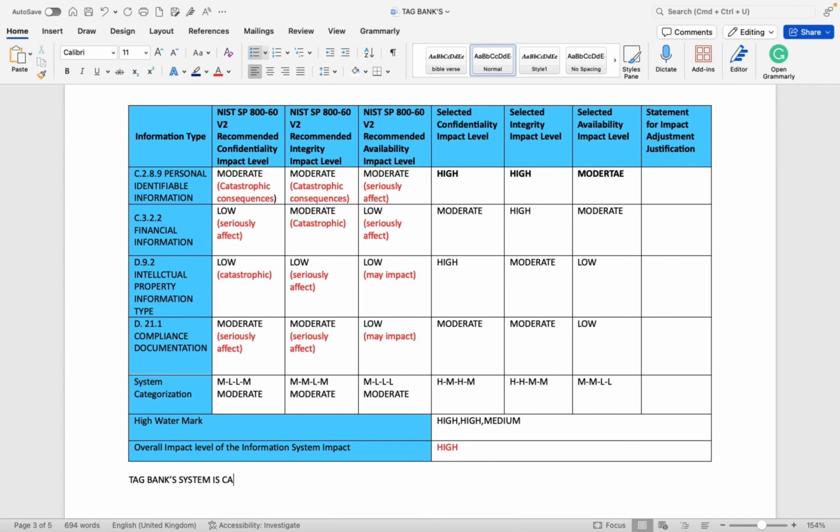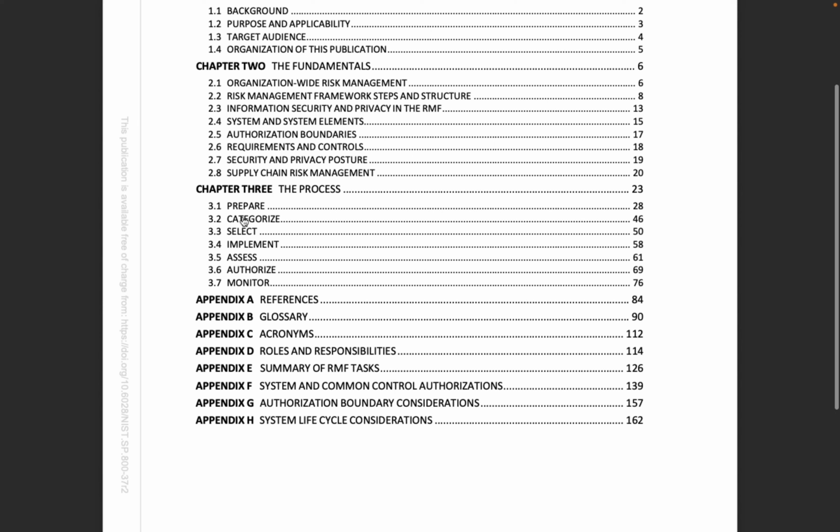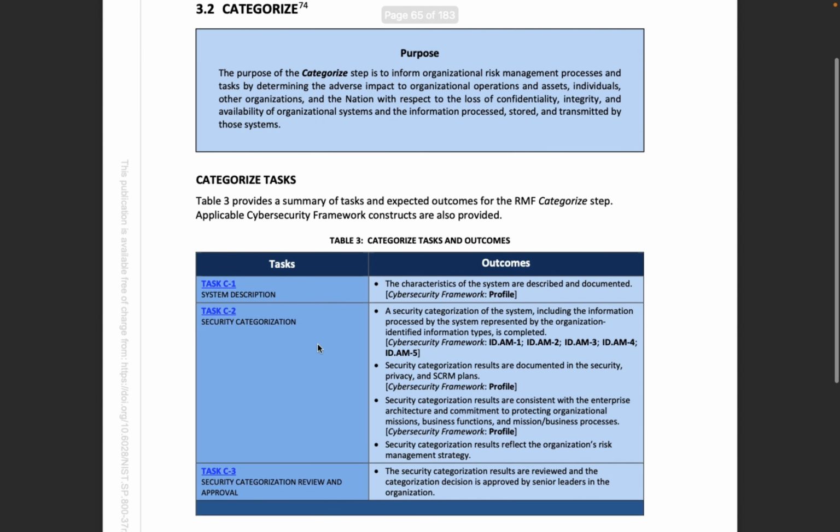Let me show you how I categorized a hypothetical fintech information system in the process of implementing the NIST Risk Management Framework. Categorize is the second step in the 7-step process for implementing the NIST Risk Management Framework. Now, why are we categorizing our information systems?